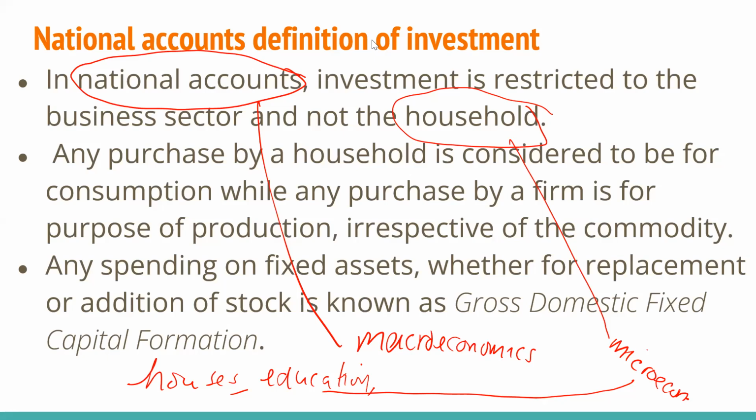So when you talk about household purchases, you will basically be restricted to the consumptive side. It will be consumption. Any purchase by a firm will be assumed to be a production endeavor, irrespective of the commodity.